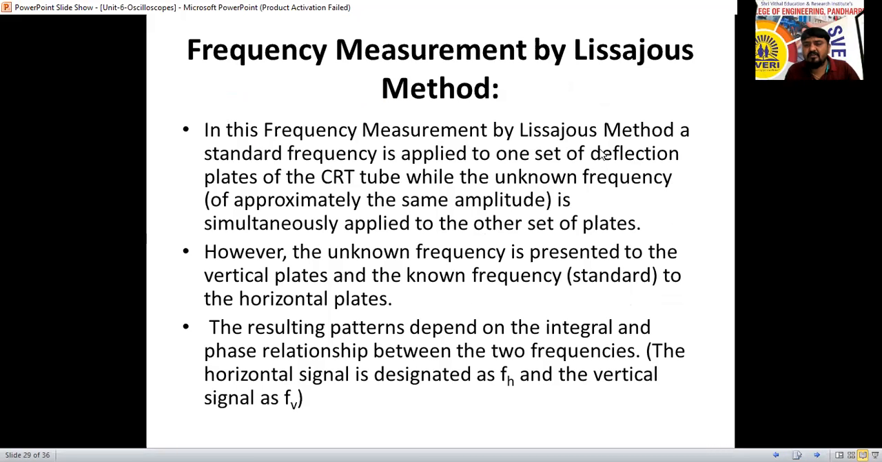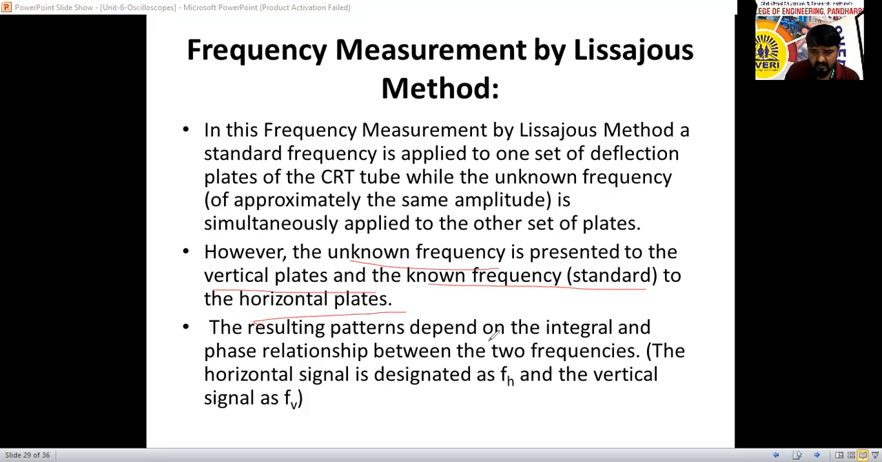In this frequency measurement method, what we are going to do, standard frequency is applied to one set of deflection plates of the CRT, for horizontal or vertical. We have applied the known one, and the unknown frequency of approximately the same amplitude is simultaneously applied to the other set of plates here. However, the unknown frequency is presented to the vertical plates. Right, I said vertical plates we are applying the unknown frequency here now. For the horizontal, the known frequency is applied to the horizontal plates here.